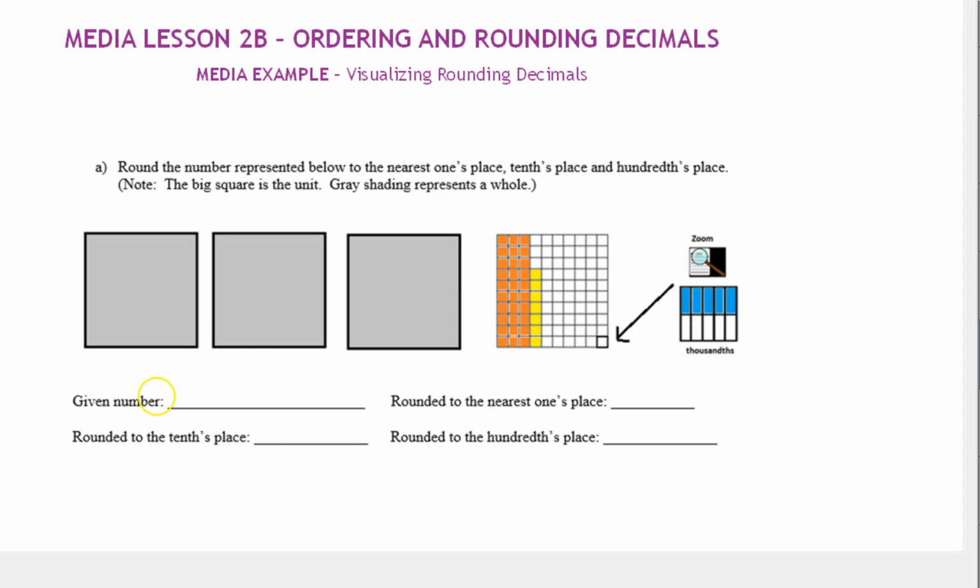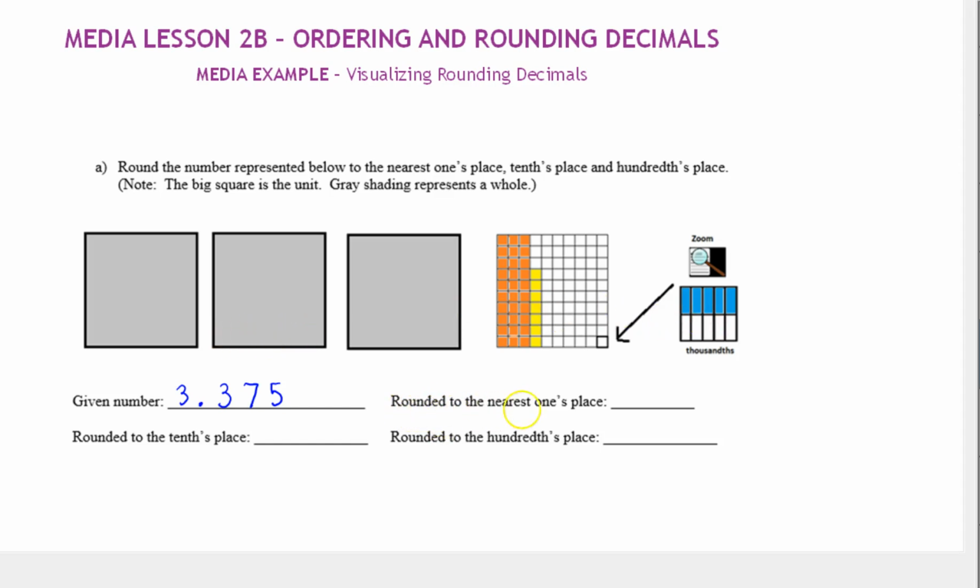So first let's write the given number. So we have 3 wholes, so it's 3. Point. Now we have 1, 2, 3 orange strips, so 3 tenths. Looks like we have 7 hundredths. And 1, 2, 3, 4, 5 thousandths. So this is the number represented by this shading.